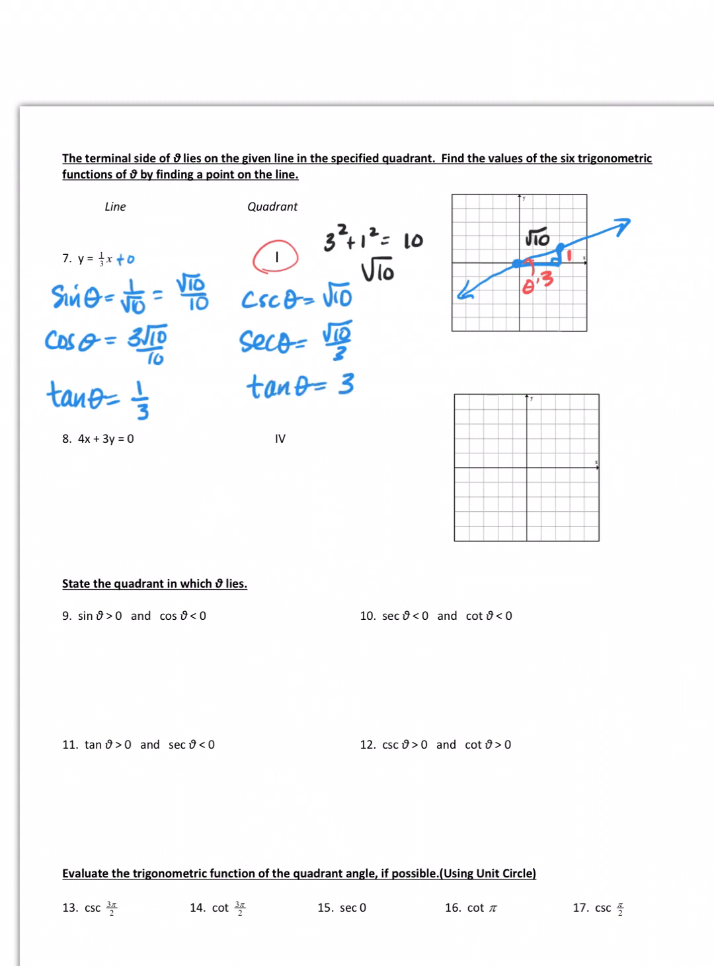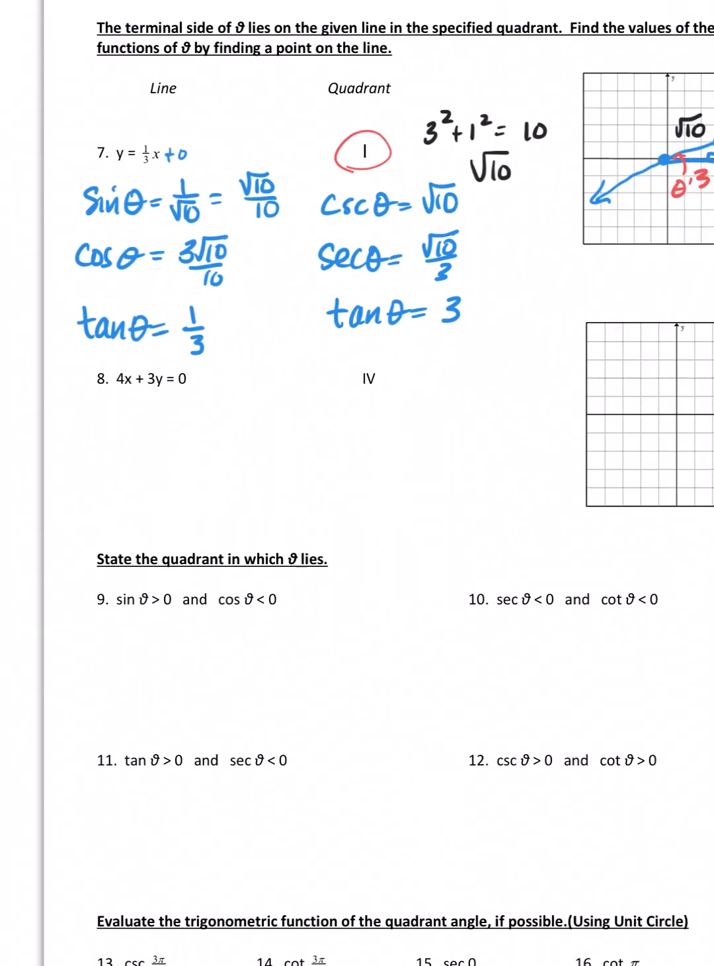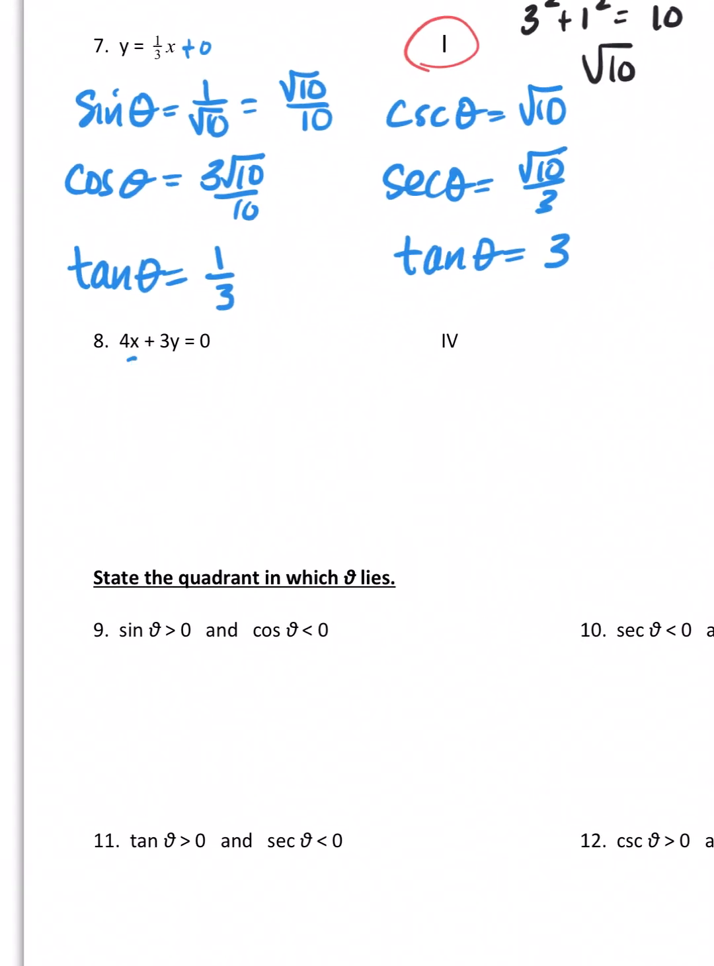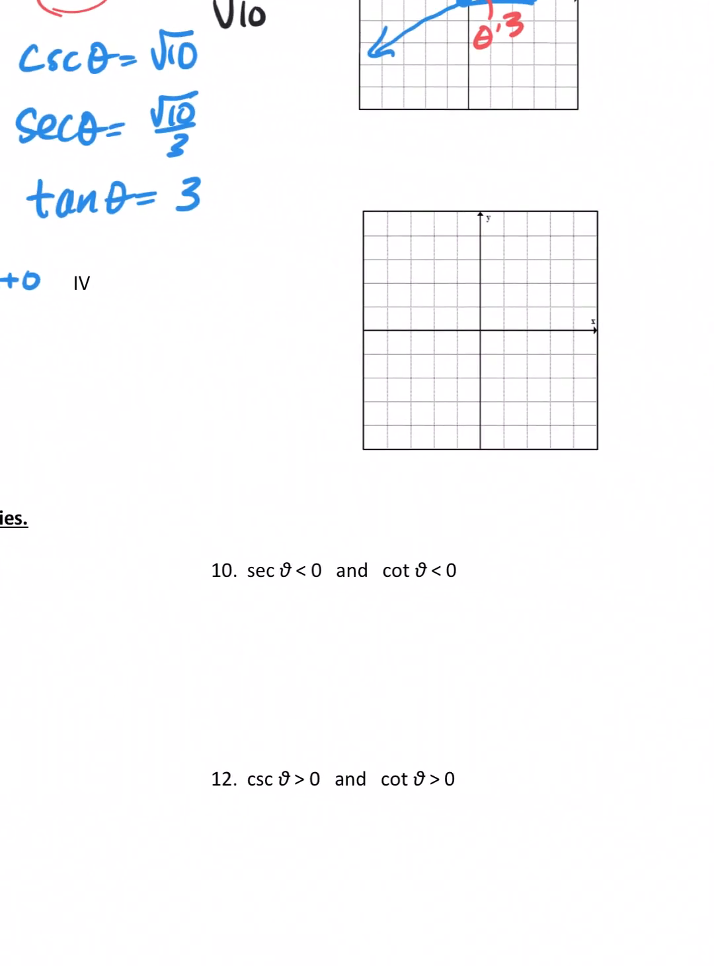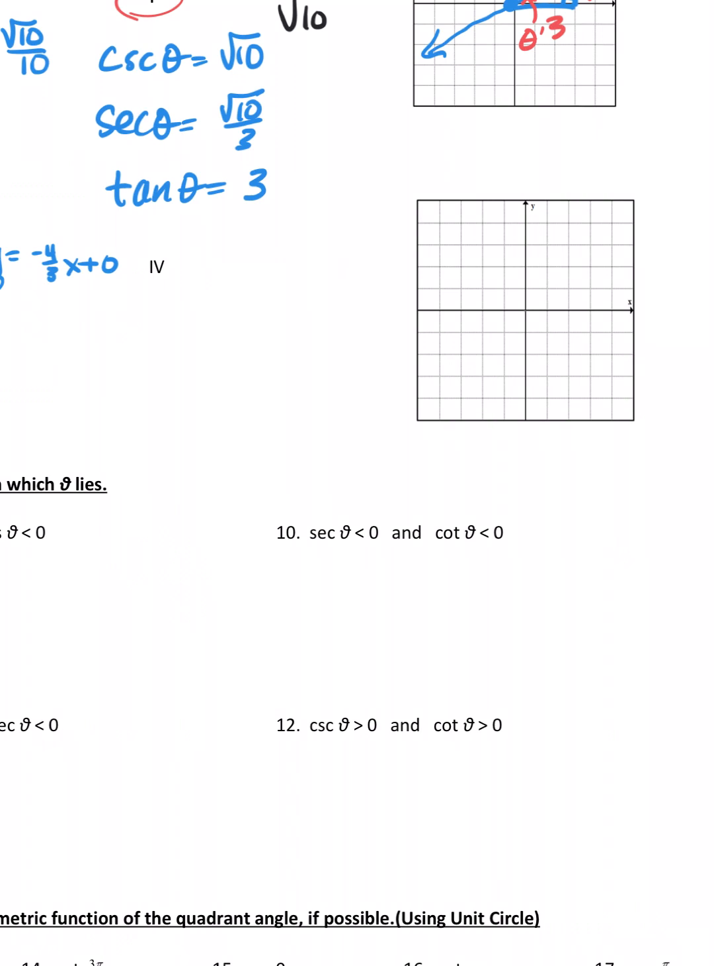Okay, now let's look at number 8. Now we couldn't just graph it like it is because it's not in slope-intercept form. So we've got to do just a little bit of rearranging here. So if I have 3y equals negative 4x plus 0, if I divide through by 3, I will find out that my actual line is y equals negative 4/3 x plus 0, right? So if I go to my graph, I'm going to start at the y-intercept of 0. And I'm going to go down 4, 1, 2, 3, 4, and over 3, 1, 2, 3.